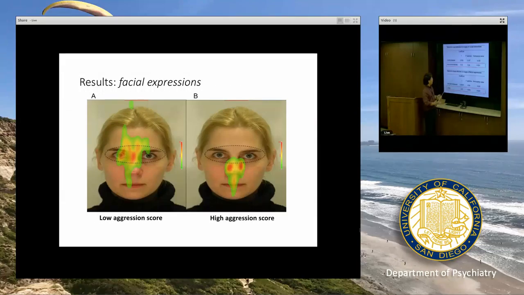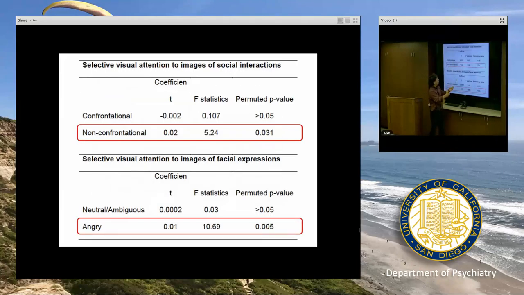So we found that for the confrontational part, these differences in fixation time were not significant with the level of aggression, only for the non-confrontational type, like the bullying or victimization in the picture that I just showed. With that kind of picture, we will be able to distinguish the individual between the high aggression risk and the low aggression risk.